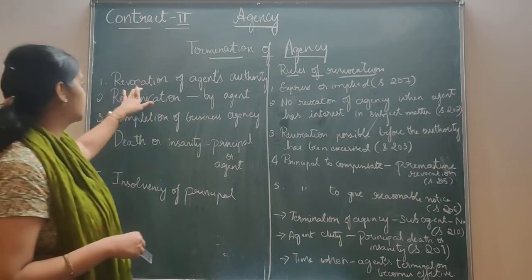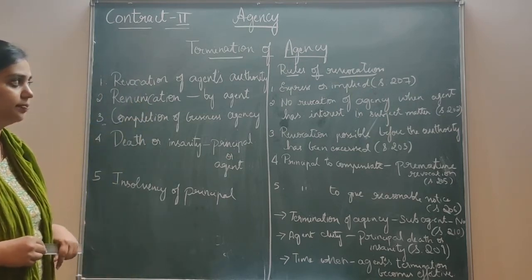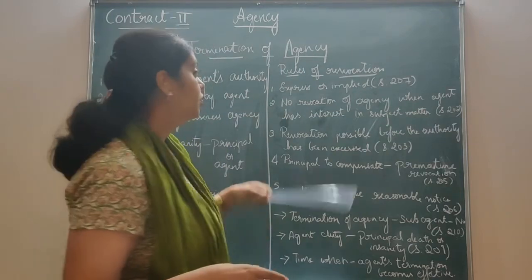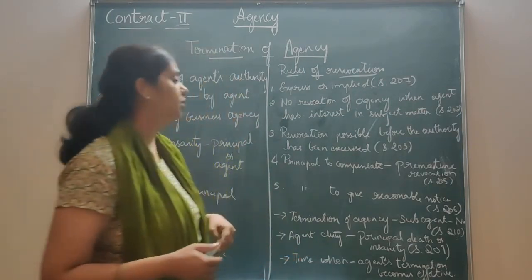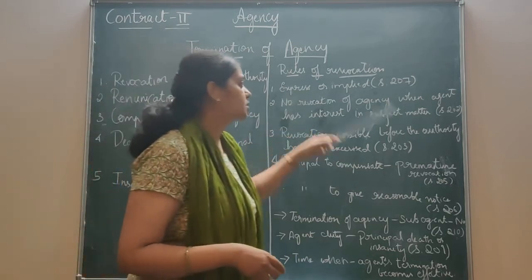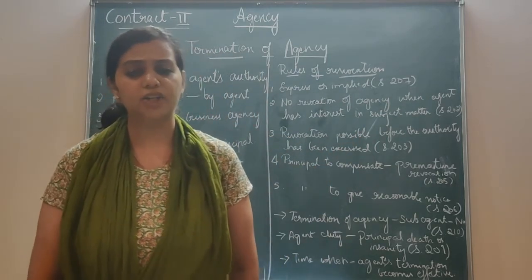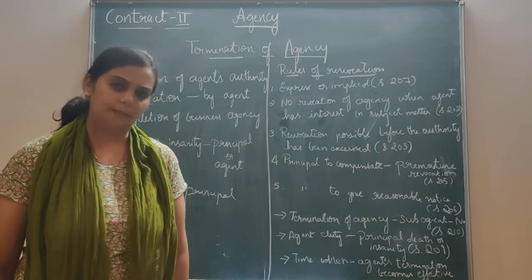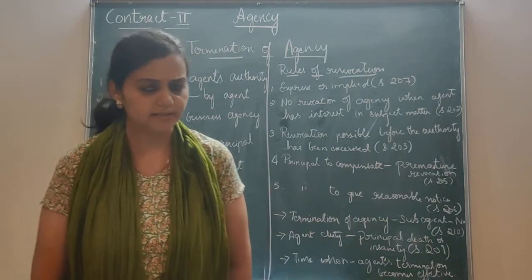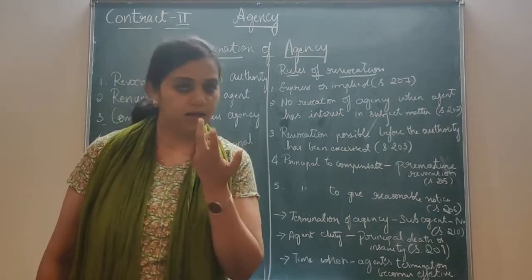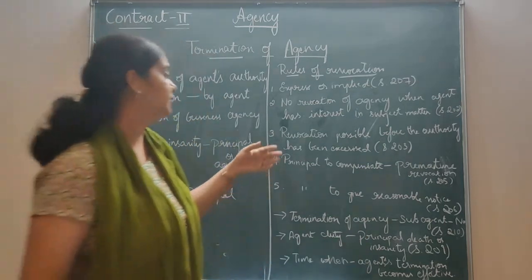Now for the first one, revocation of agent's authority, there are certain rules given under the Indian Contract Act for revoking it. What are those? Point number 1, express or implied, given under section 207. It says that the revocation may be express or implied. It may be express, or it can be revoked by action. That's the first point.